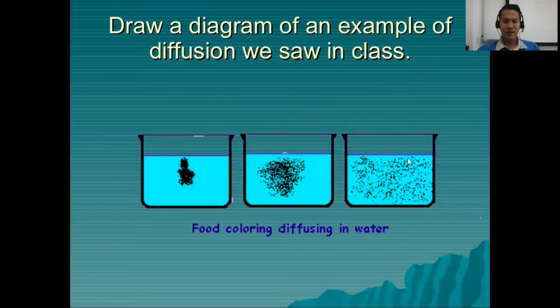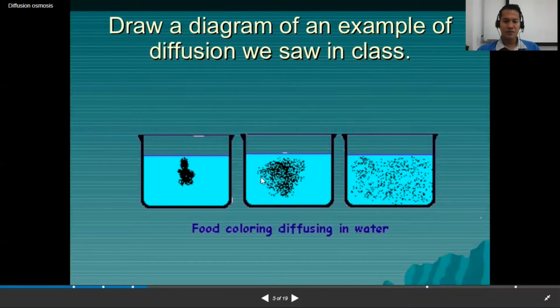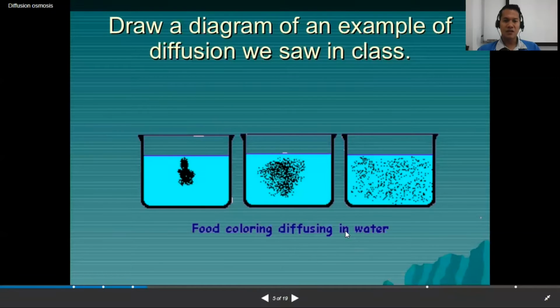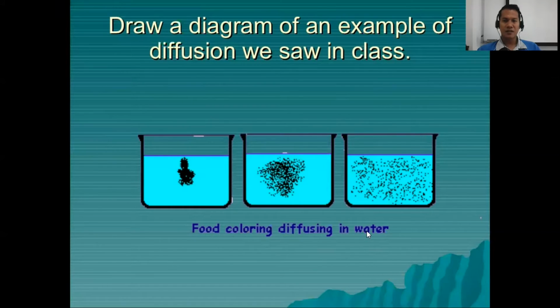Okay. And that is without stirring the beaker. We just allow the food coloring to move from higher concentration, this is the higher concentration, to a lower concentration. So it's gonna look like this later on. And so from this example, you can see that the food coloring is diffusing in water. Okay, let's take a look at this video.